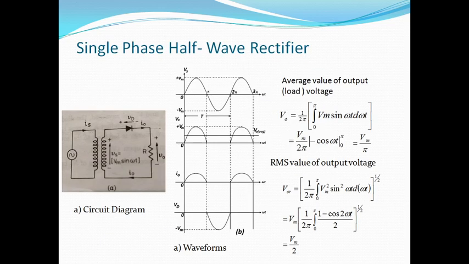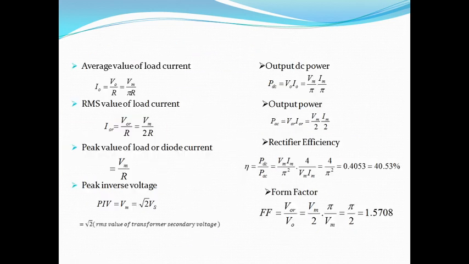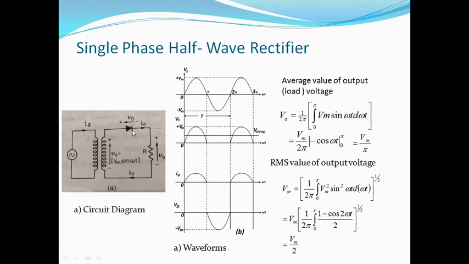If you see from the waveform, when the diode is in the blocking state, the whole of the supply voltage appears across the diode, and PIV is the peak inverse voltage, the maximum voltage. So what is the maximum voltage? Maximum voltage is Vm, which is equal to root 2 into Vs. What is Vs? It is the RMS value of the transformer secondary voltage. So Vs is your transformer secondary voltage.